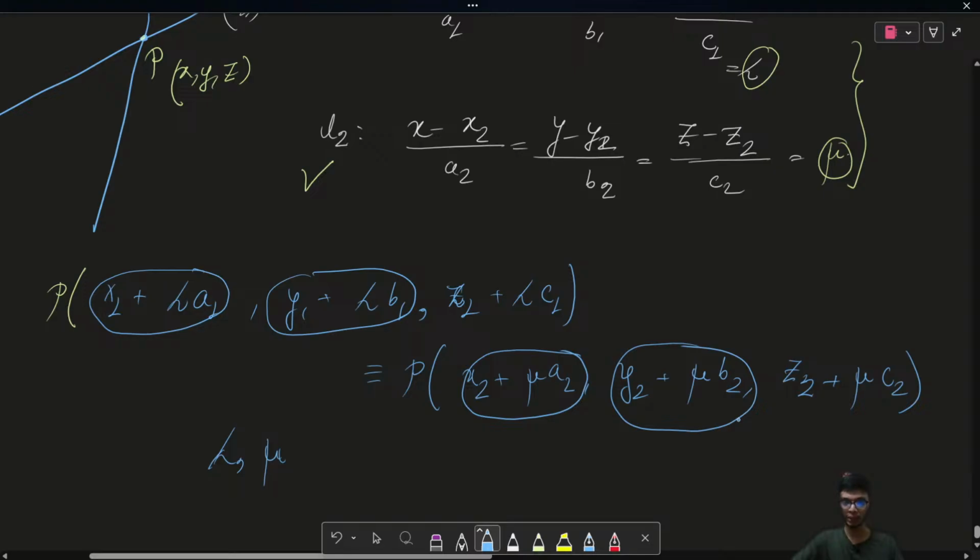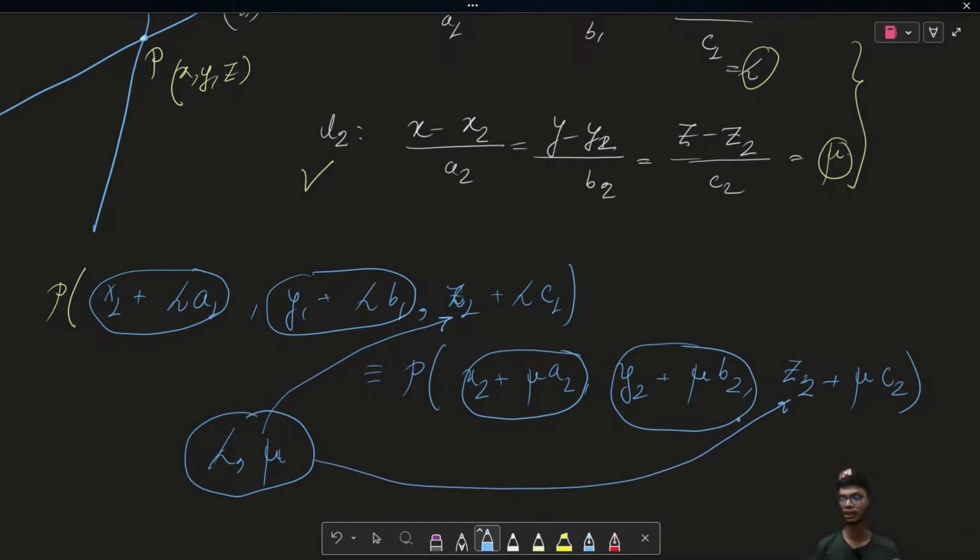lambda and mu. Now please note that once you obtain this value of lambda and mu, please try to put that back into this last z coordinate. Check whether you are getting the same z coordinate or not by putting lambda and mu in the respective position. If you do that, sometimes it might happen that the z point might vary. So in that case, the lines are not intersecting.